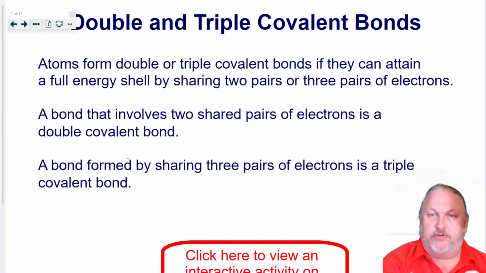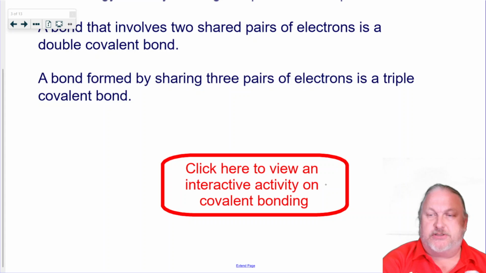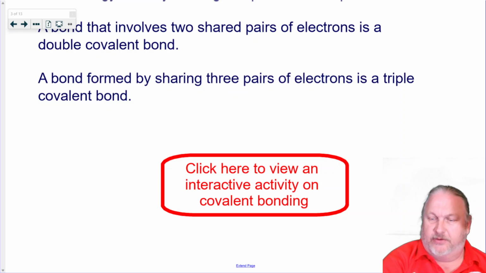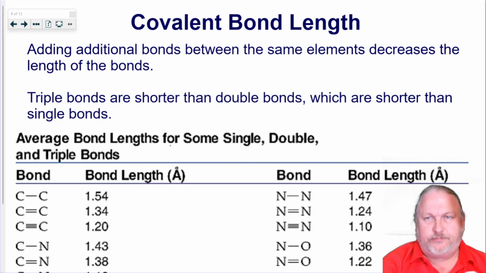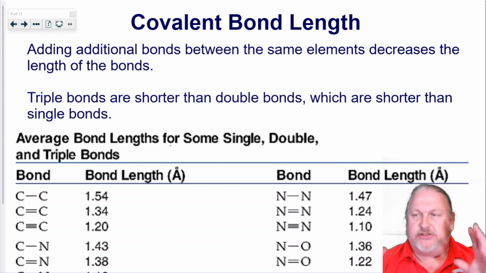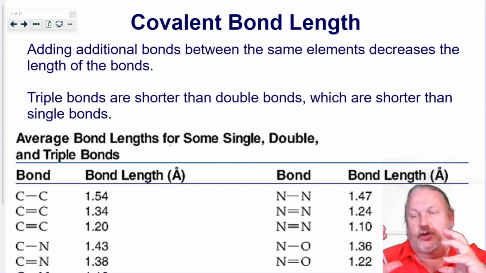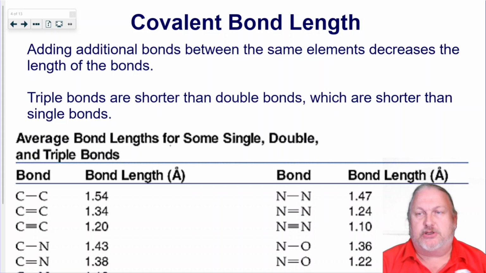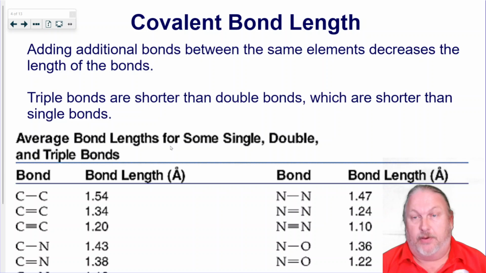In class with your computers, we'll open this up and play with it a little bit. It's a pretty cool little activity, and you'll see that they're really not sharing, they're trying to steal the electrons from each other. They're little thieves. Anyway, when we add an additional bond between the same elements, it shrinks the length of the bond. Triple bonds are going to be shorter than double bonds, and double bonds are going to be shorter than single bonds.